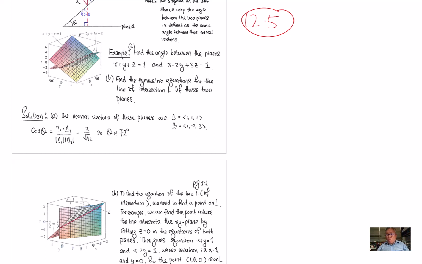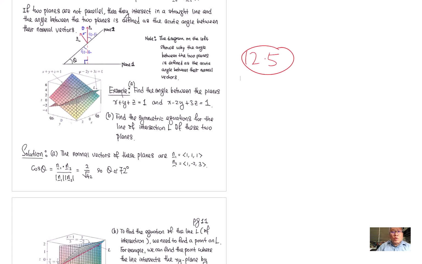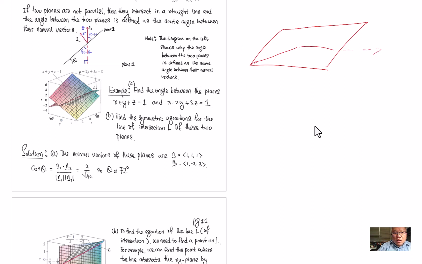So on Wednesday, the very last example that we talked about is what happens when we have two planes, right? They are intersecting each other. So we have two planes here. They are intersecting each other, and we already know how to figure out this angle here, okay?